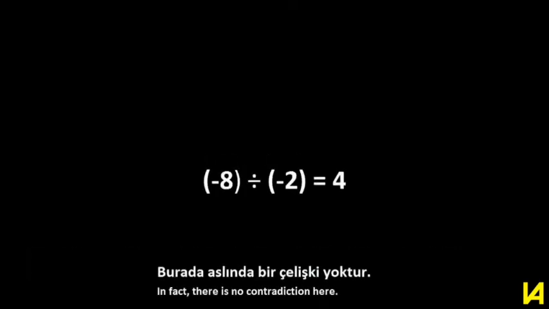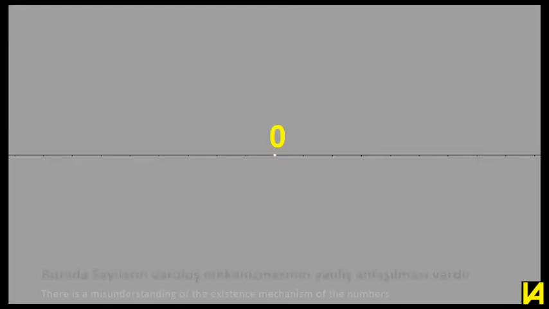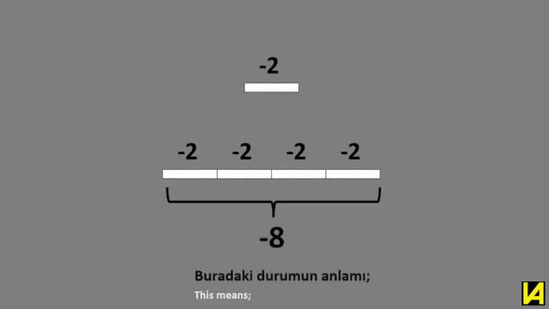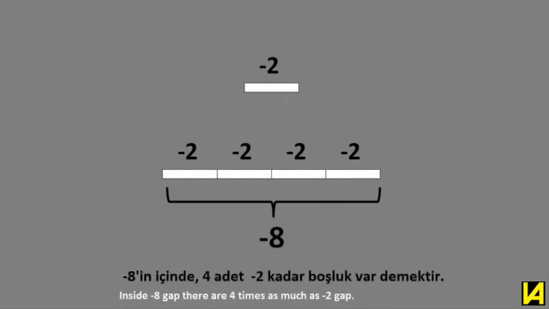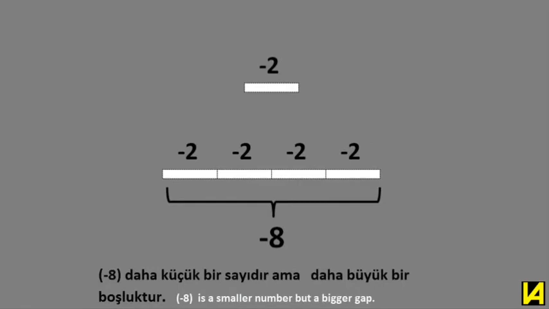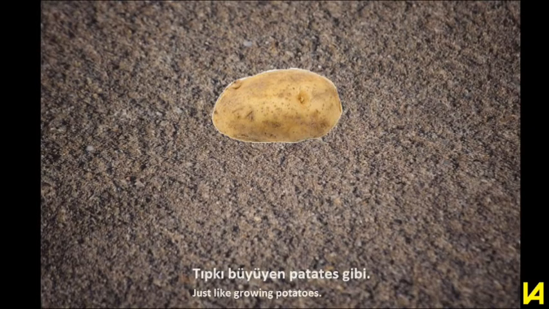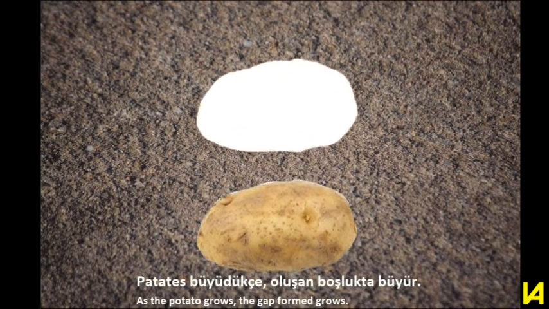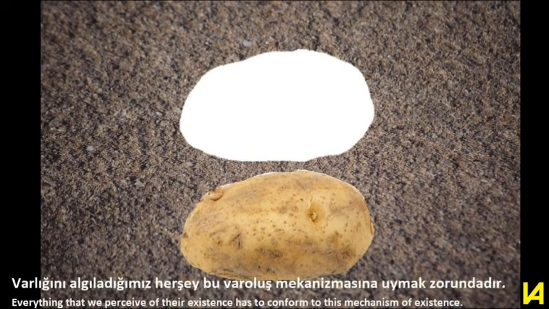In fact, there is no contradiction here. There is a misunderstanding of the existence mechanism of the numbers. This means, inside the -8 gap there are 4 times as much as the -2 gap. -8 is a smaller number but a bigger gap. Just like growing potatoes: as the potato grows, the gap formed grows. Everything that we perceive of their existence has to conform to this mechanism of existence.